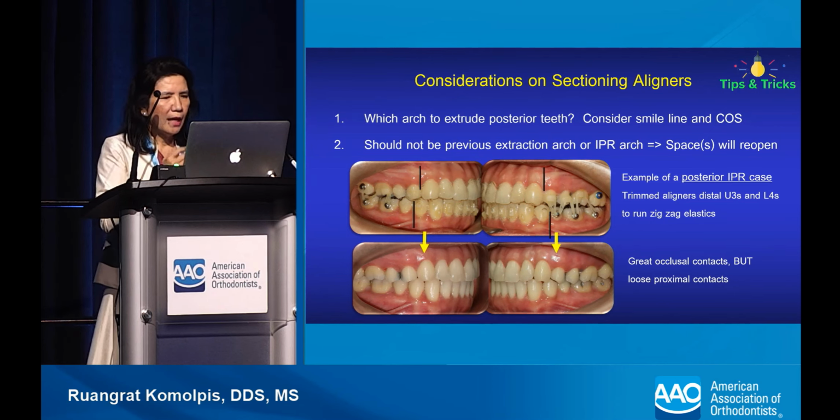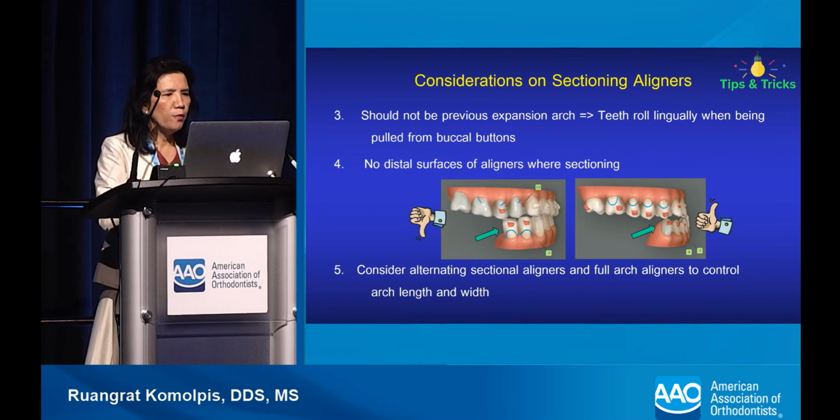So I did. I trimmed the aligner distal to the upper canines and lower 4s, and then we ran zigzag elastic. We got great occlusion, but we had loose proximal contacts. So when someone says you can just cut your aligners to help the posterior open bite settle, you don't want to just believe them. You want to think about whether you should cut them or not, because you might have previous extraction or previous IPR. Also, if you have previous expansion and you trim the aligners and use elastic to extrude, then you roll the teeth lingually, because the teeth will roll when you apply force from the buccal buttons.